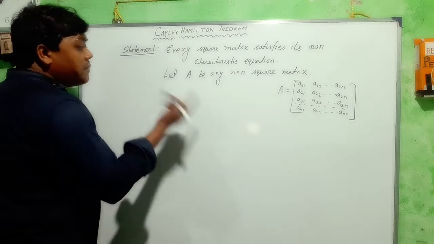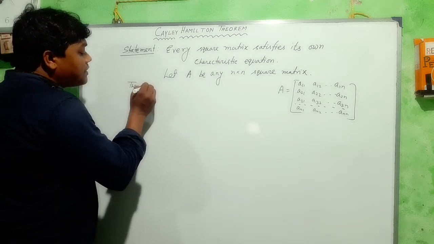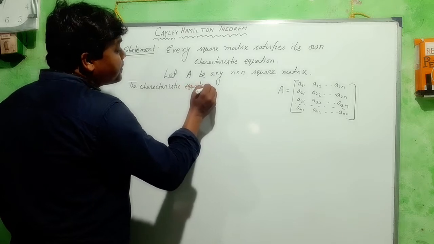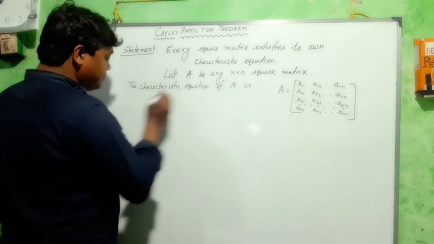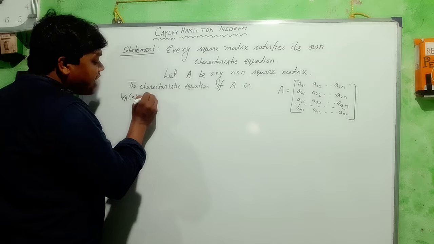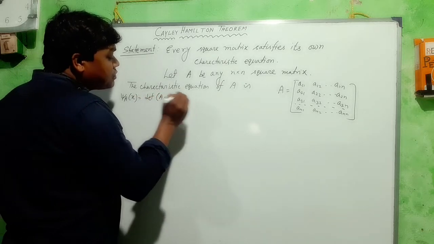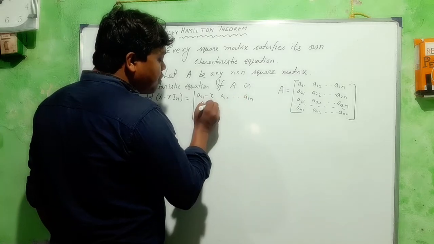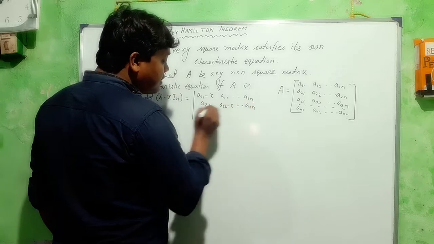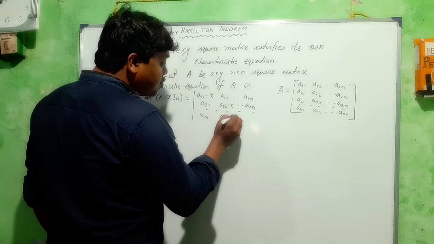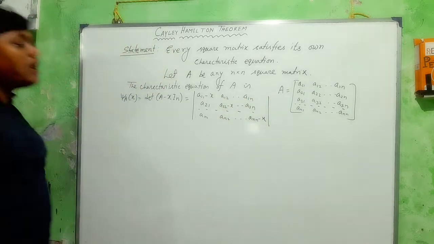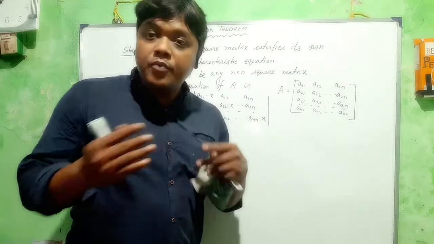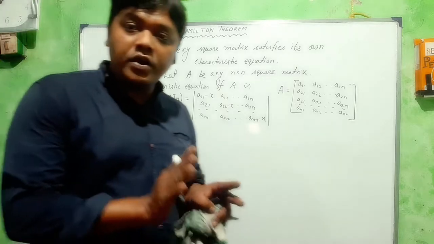Let A be any square matrix. The characteristic polynomial or characteristic equation of A is denoted by psi x and is defined as determinant of A minus x I n. So simply we can write A11 minus x, A12, A1n, A21, A22 minus x, A2n, and AN1, AN2, ANN minus x. And from the diagonal, we subtract x from each entry, I n is an n cross n square matrix. We have discussed this part in the previous part. Before watching this part, please watch that one, the part on characteristic equation and matrix polynomial.